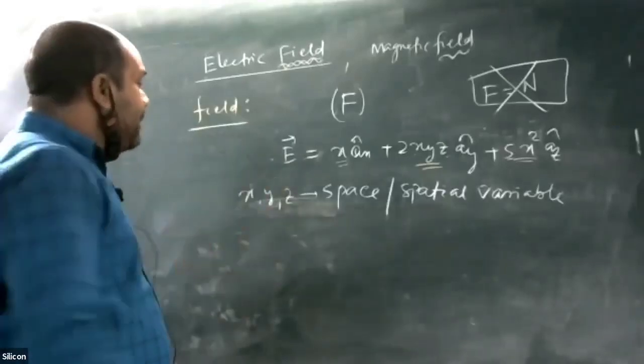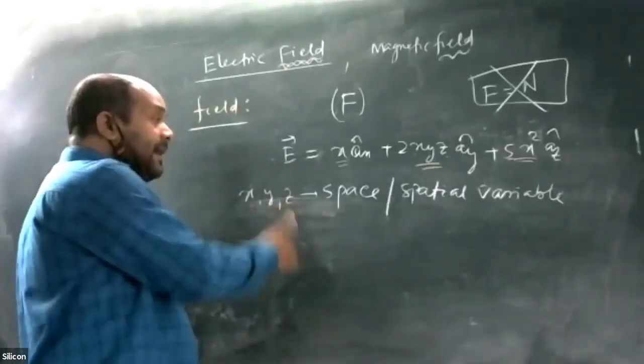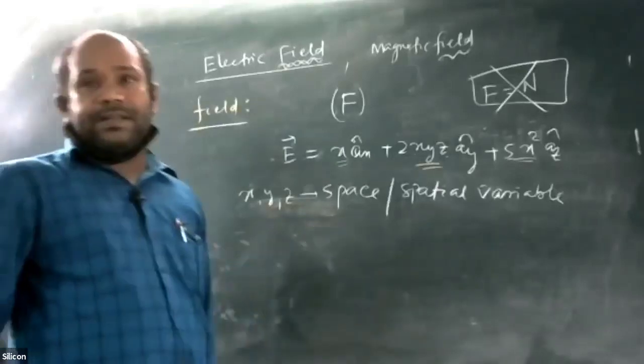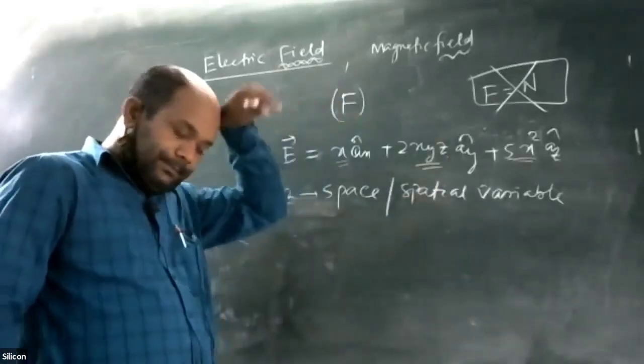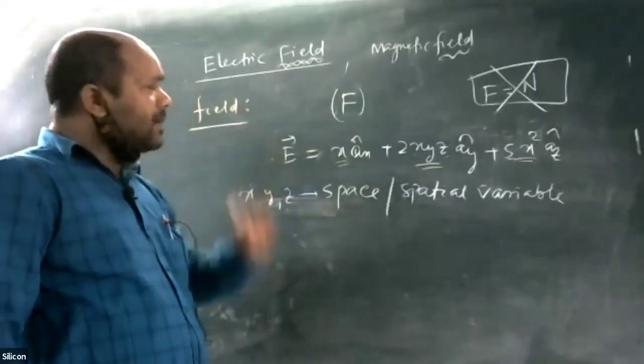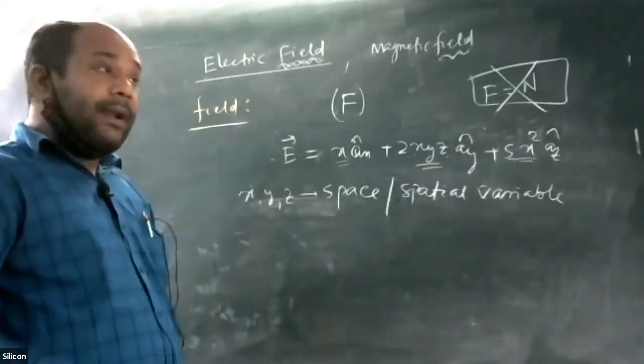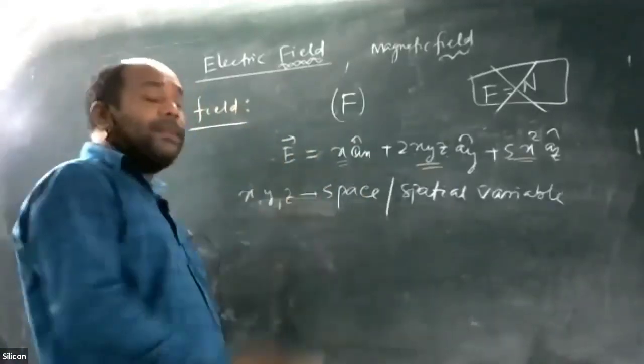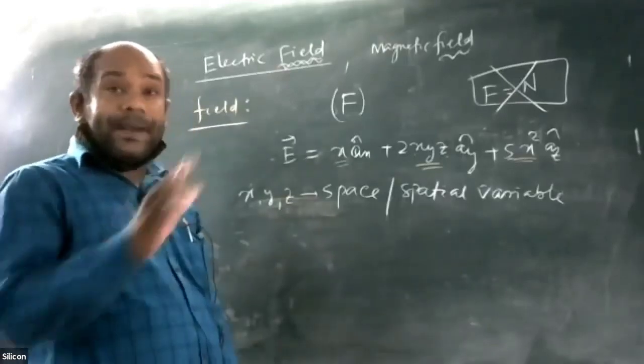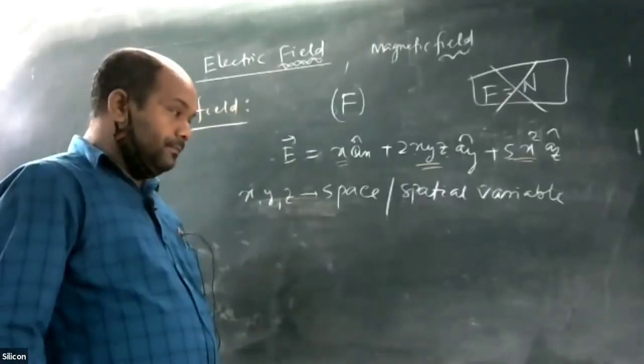Here this electric field varies with respect to x, y, z. That's why this is known as electric field. Similarly, you can also write this magnetic field. That magnetic field is also varying with respect to space variables. That is also why the term field is coming in that.